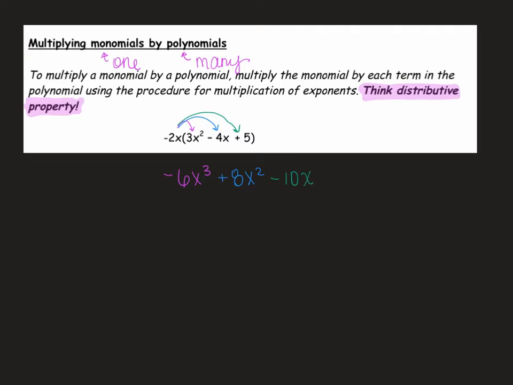At this point, if you do have a like term, combine them. So you always want to remember to combine like terms, but that's only if possible. Okay, so remember, like terms have the same variable, same exponent. None of these are like, so this is our final answer.